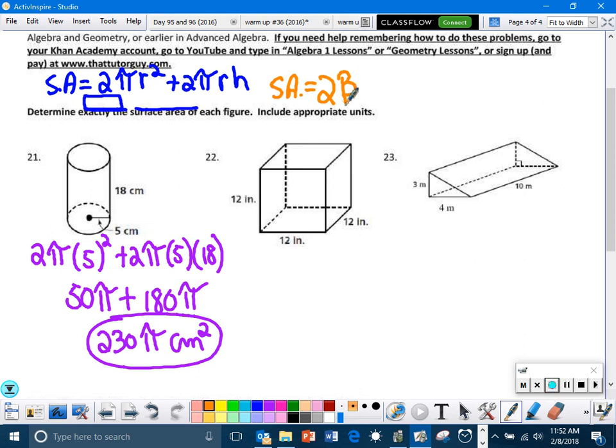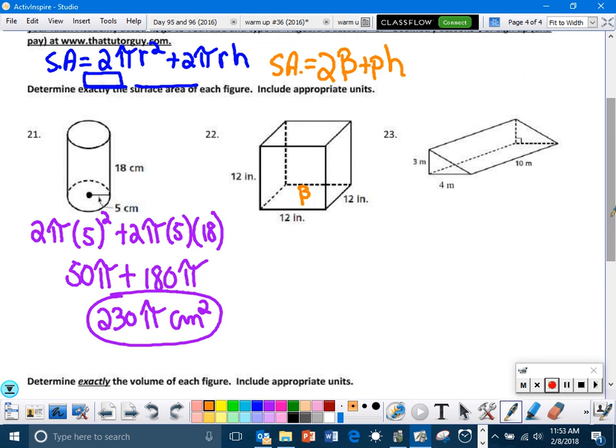Remember, the big B stands for base area. So what's the area of the bottom of that shape? Plus the perimeter times the height of the object. Okay, so here we go. First of all, the big B, the base area, that would be 12 times 12, which is 144.